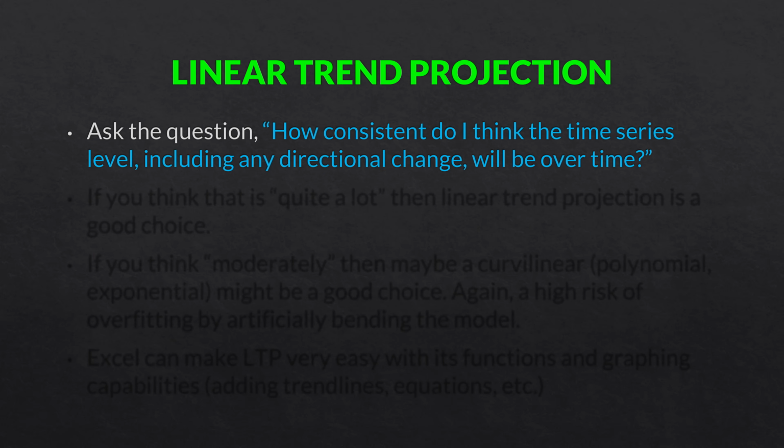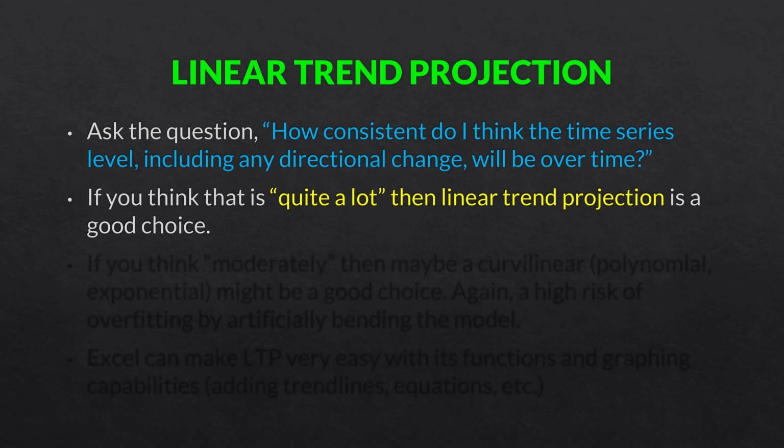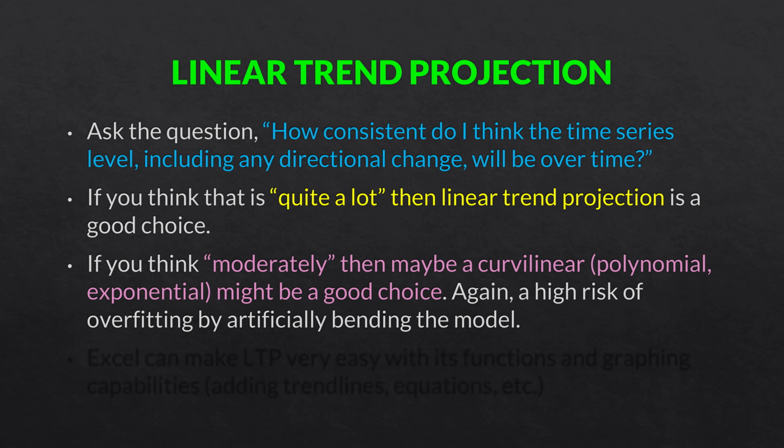So we ask the question, how consistent do I think the time series level, including any directional change, will be over time? If you answer that consistency question by quite a lot, then linear trend projection is a good choice. If you think that trend consistency is only moderately strong, then maybe a curvilinear model might be a better choice. So a polynomial model, exponential model, etc. Again, a high risk of overfitting by artificially bending the model. When we project forward in time using linear trend projection, we are assuming that that trend will continue into the future, obviously.